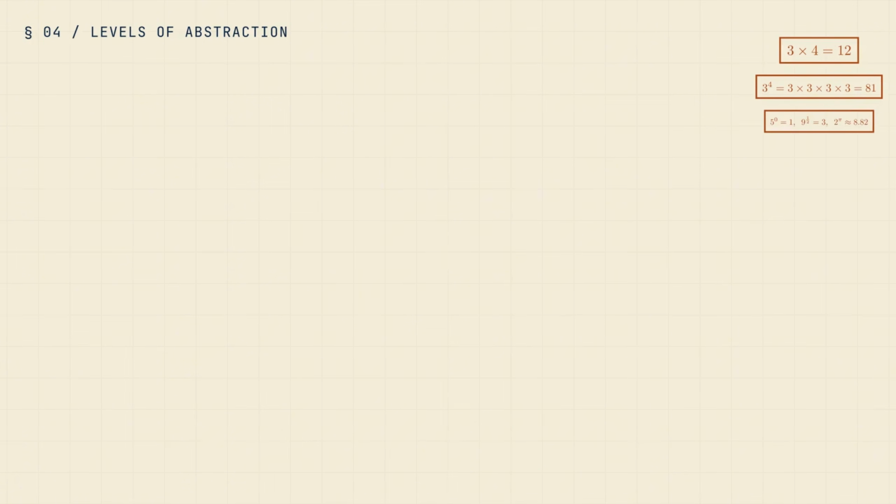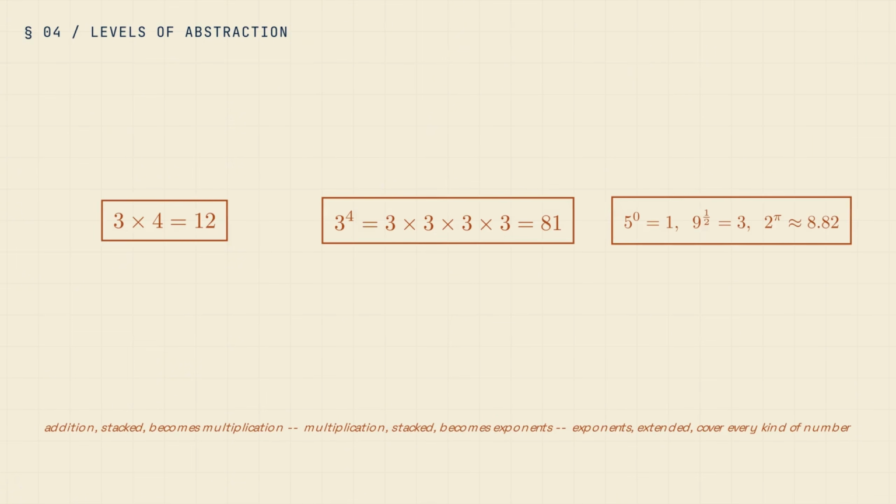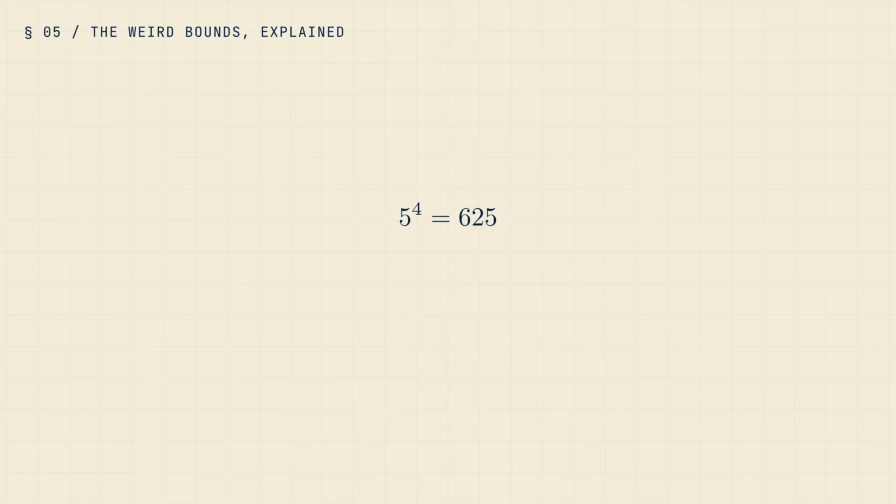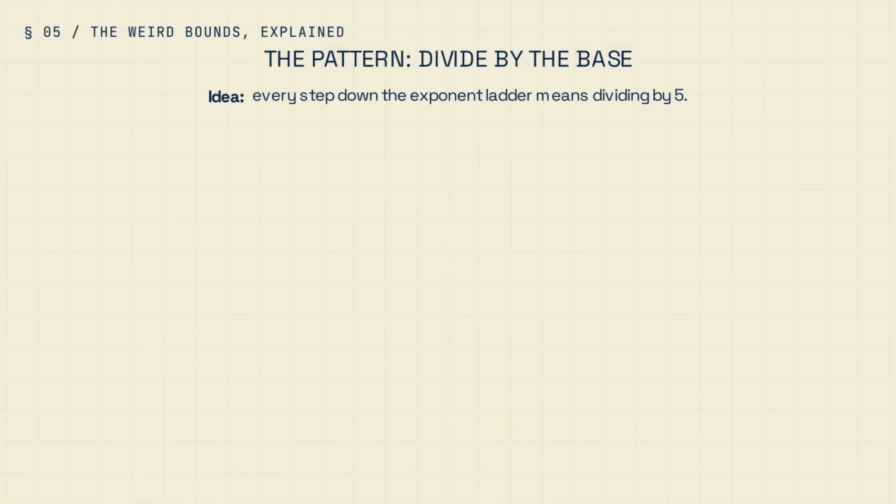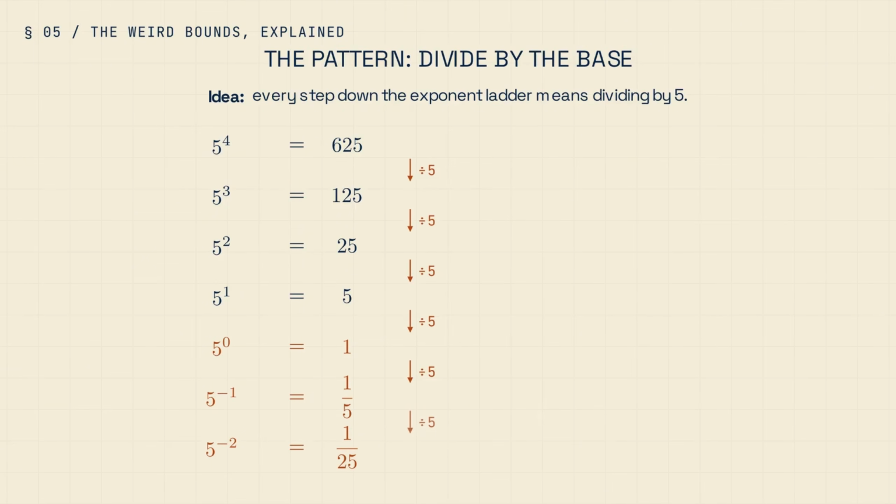Like, why is 5 to the power of 0, 1? Let's try to find the pattern using the powers of 5. So 5 to the power of 4 down to 5 to the power of minus 2. We see 5 to the power of 0 is equal to 1 because everything is divided by 5. Same rule every single step. 5 to the power of 0 is 1 because dividing by 5 itself always yields 1, and negative exponents keep dividing that 1, landing us in fractions.